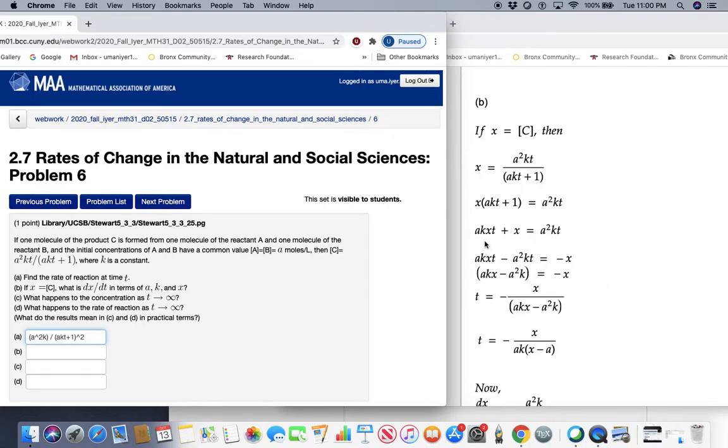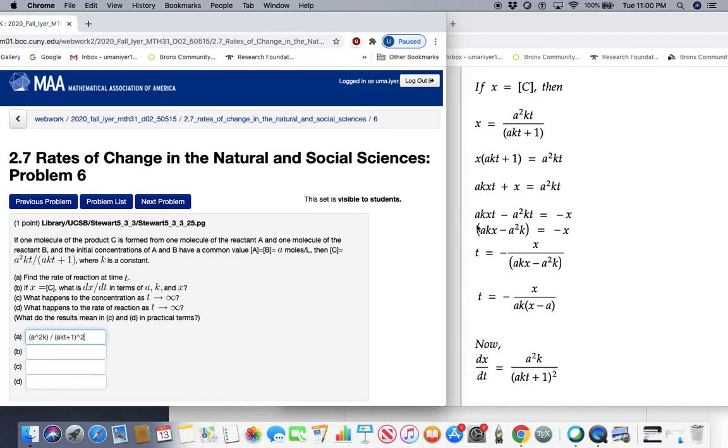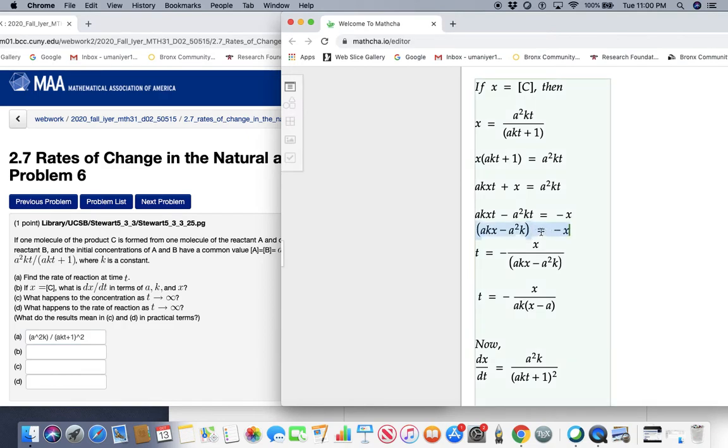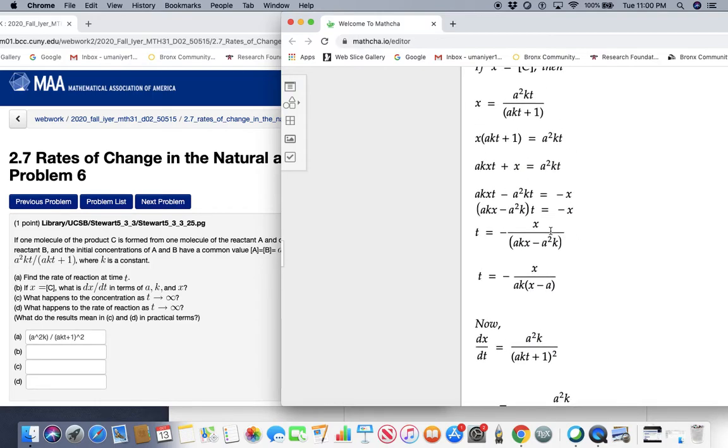Get the t terms to the left, this minus this equals, move the x to the other side. So I need to factor out a t, so I write the t there, factor out the t and divide by this factor. t is negative all of this. Notice here a is common, k is common, that's what I did. So t is negative x over ak, x minus a, so fine.